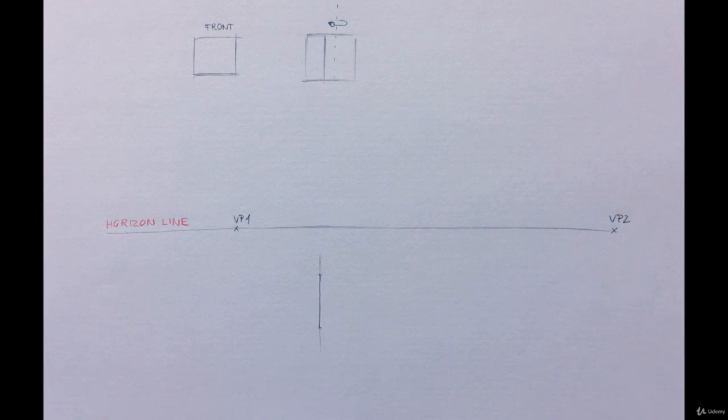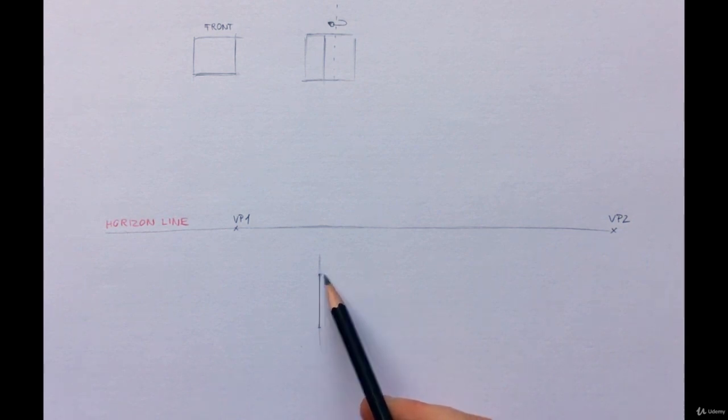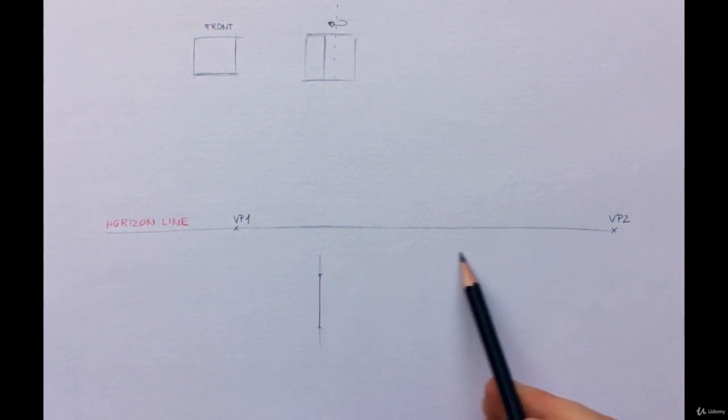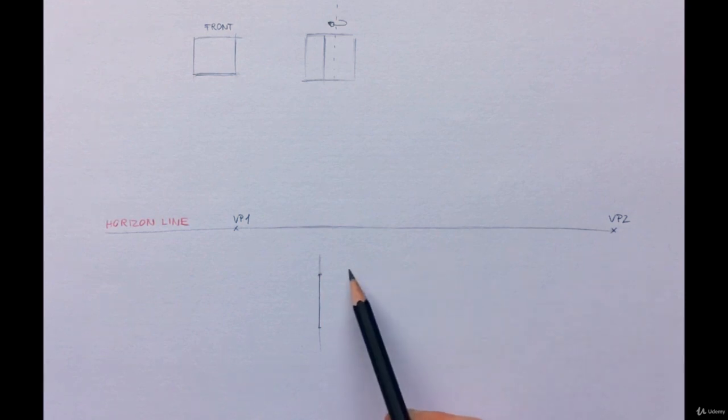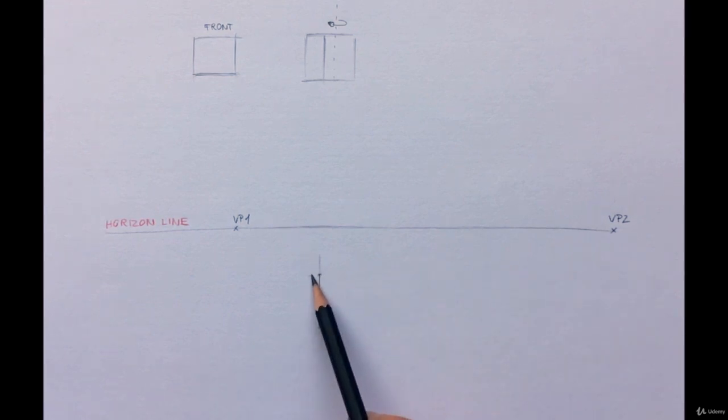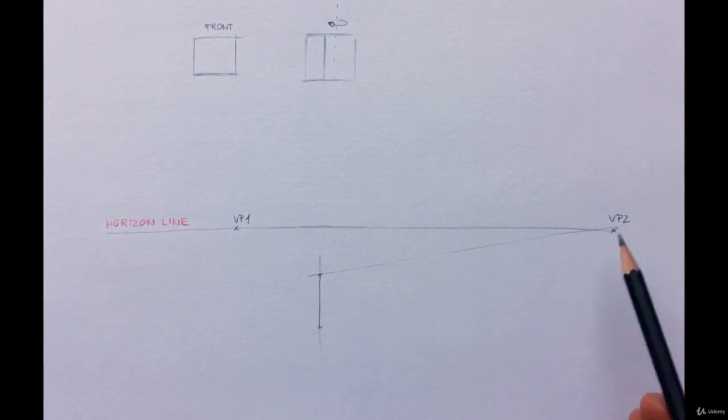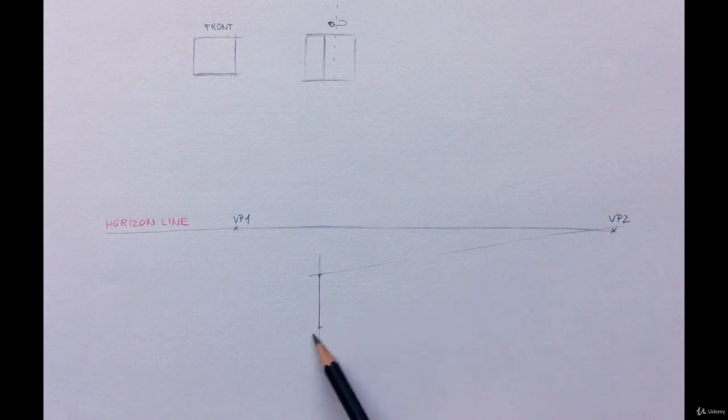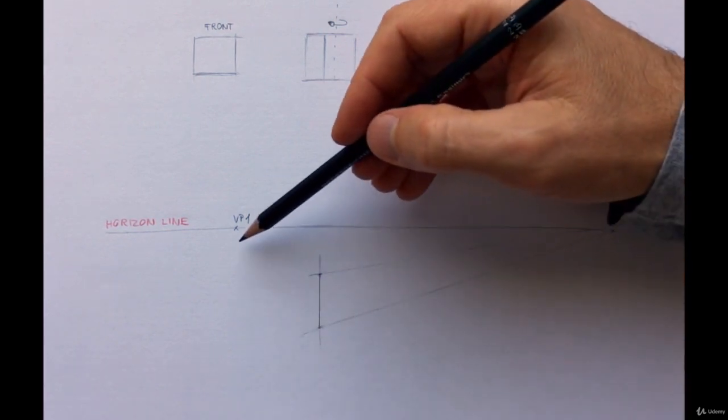Now I draw guidelines for the horizontal edges. I know that they start here at the end of this vertical edge and go towards the vanishing point like this. Similarly on the other side.